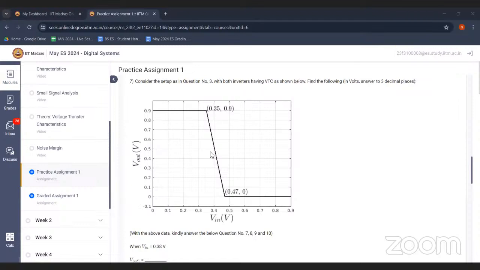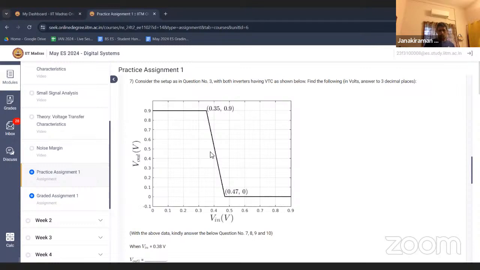Sir, we calculate the slope by the formula y2 minus y1 upon x2 minus x1, and then we get the slope, and then we use y equals mx plus c to determine the y coordinate. Correct. So what is the answer? Someone calculated and told me, no? 0.67 volt, sir. Correct.